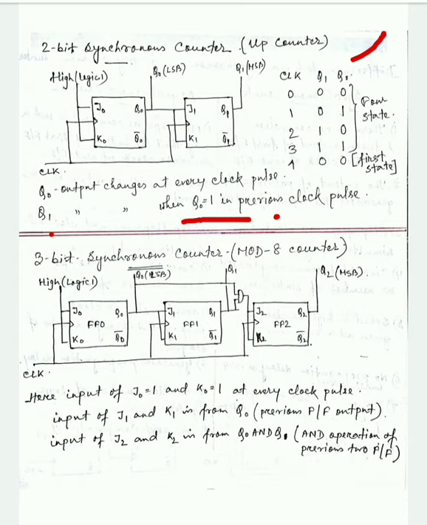That means, suppose in clock 2, in clock 1 the previous clock value of Q0 is 1. That's why its value changes from 0 to 1. Okay. So this is the truth table of this counter. Now we see that 0 0 means 0, 0 1 means 1, and 1 0 means 2.